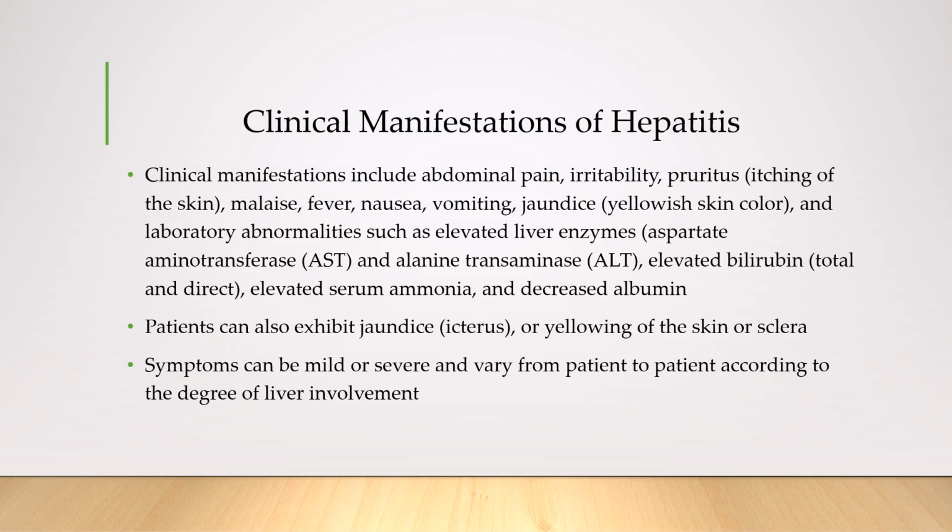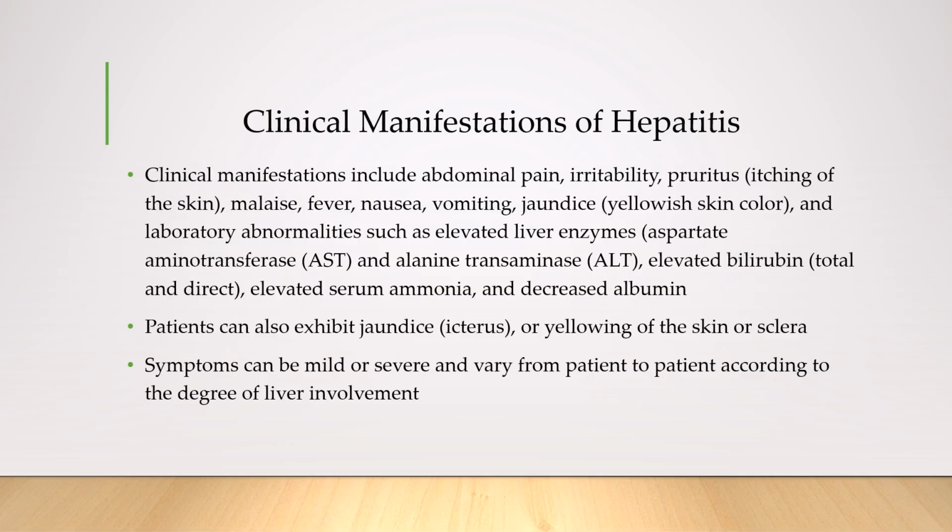Some clinical manifestations of hepatitis. Clinical manifestations include abdominal pain, irritability, pruritus. Pruritus is a fancy name for itching of the skin, malaise, fever, nausea, vomiting, jaundice. Jaundice is the yellowish skin color, and laboratory abnormalities such as an elevated liver enzyme, such as an AST or an ALT, elevated bilirubin, both the total and direct, an elevated serum ammonia, and then a decreased albumin level.